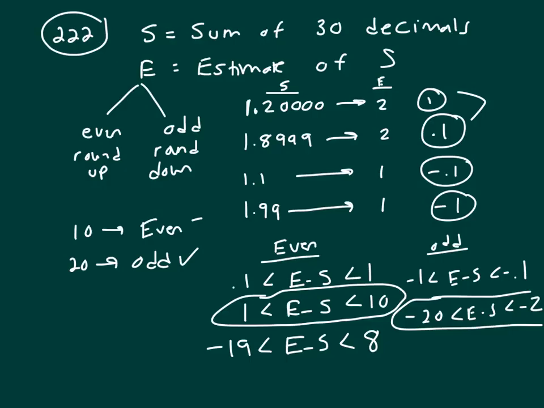So, you see, E is the sum of the resulting integers, okay? Which of the following is a possible value of E minus S? So, negative 16 is in between negative 19 and 8, so that works. 6 is also in here, so that works. 10 is not in this interval, so it doesn't work. So, those are only two. It'd be Roman numeral 1 and 2. So, your answer is B.